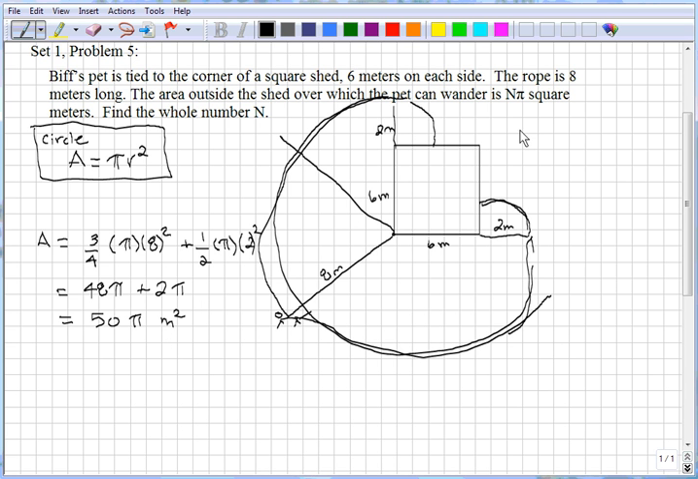But they're actually asking for, they say that the pet can wander n pi square meters, and so it's saying find n. So the answer that they're looking for in this case is actually 50. So 50 pi square meters is the area, and so n is 50. All right, there you go.